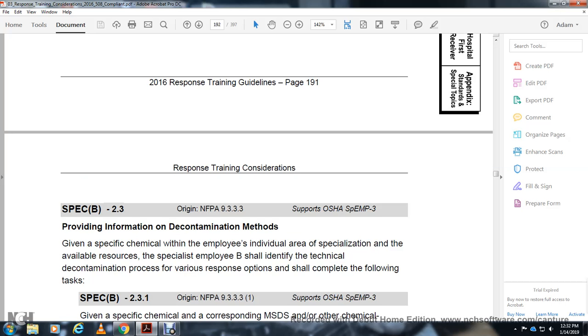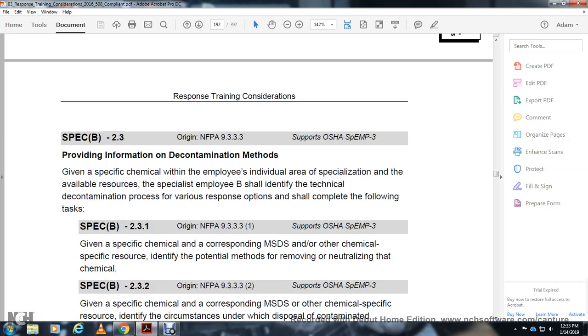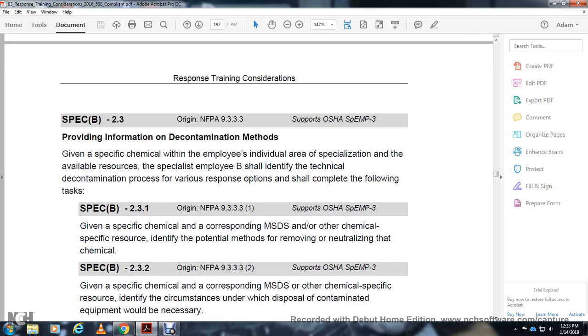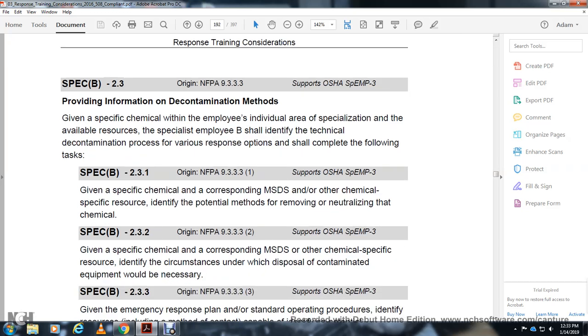The specific chemical, the employee's individual specialization. The specialist employee shall identify the technical decontamination process and the various response options, and shall complete the following tasks: with the specific chemical and the corresponding material safety data sheets and other chemical-specific resources, identify the potential methods for removing or neutralizing the chemical.